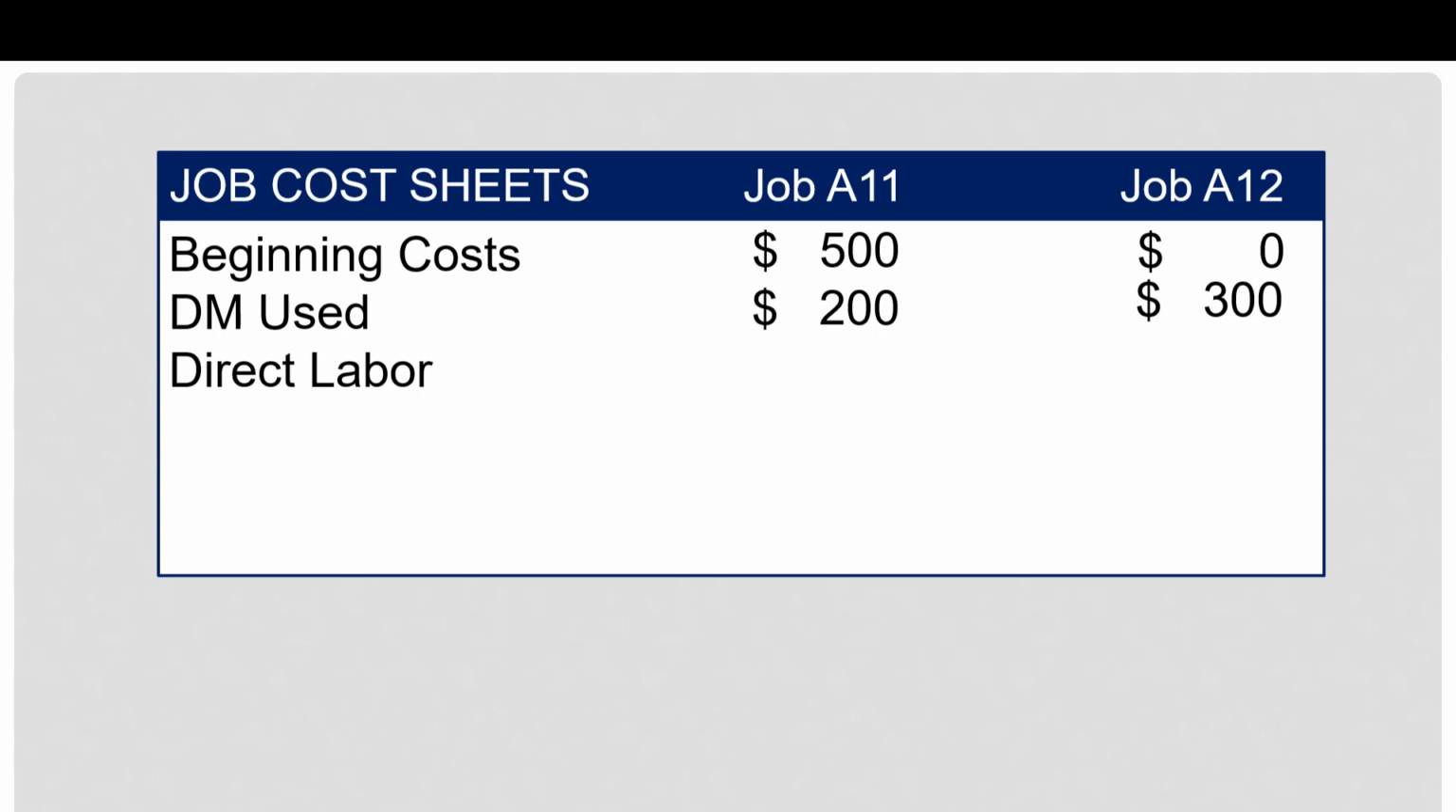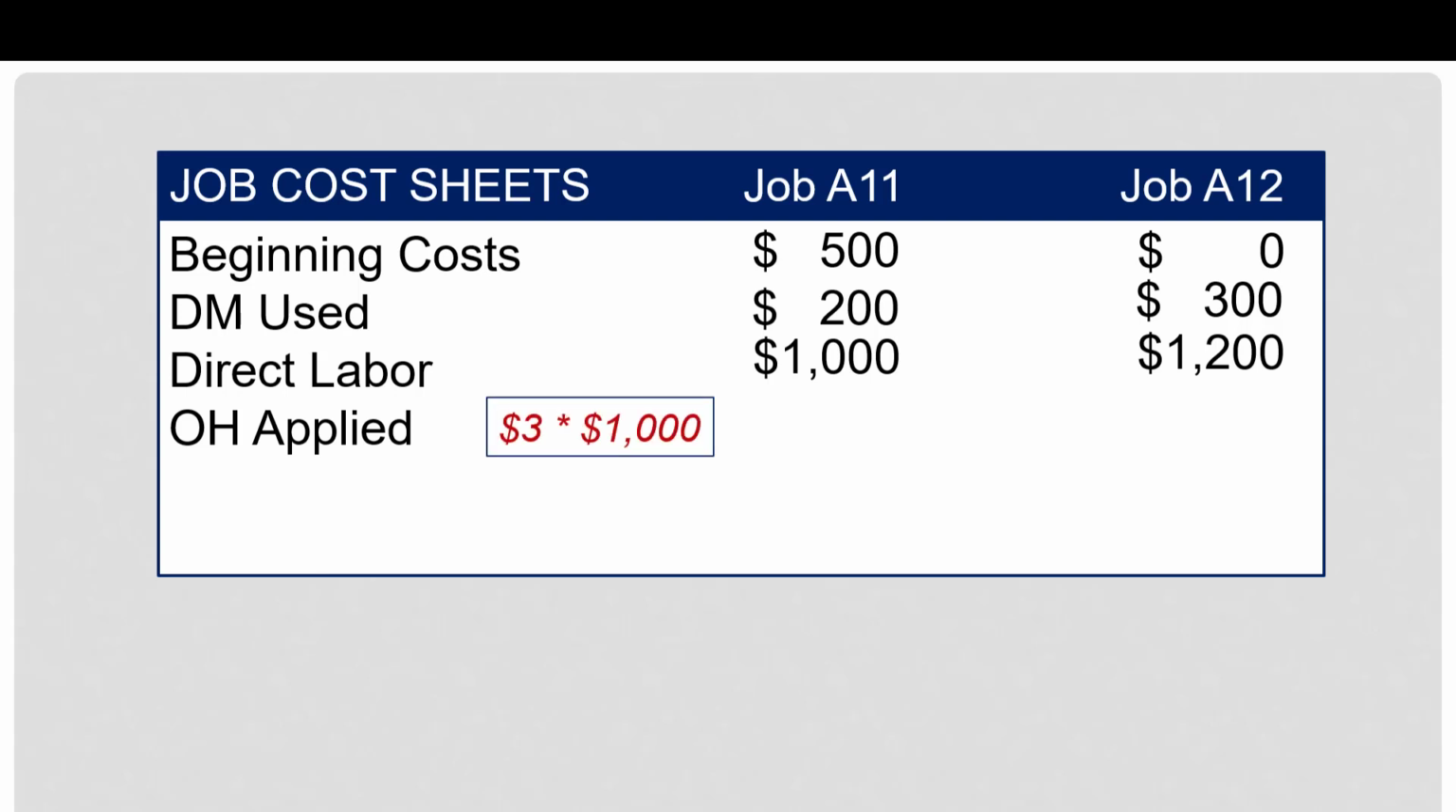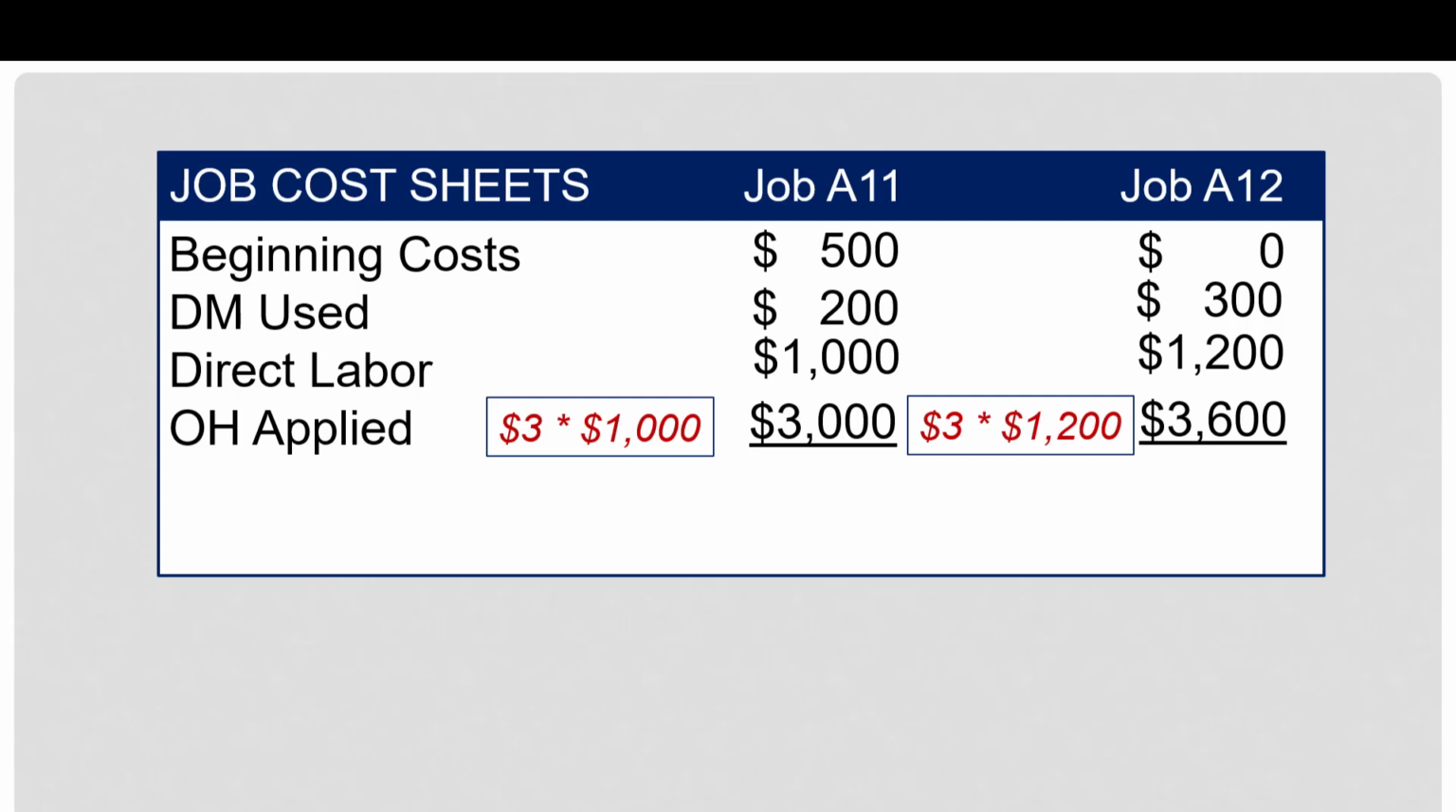On the 15th, you paid direct labor, $1,000 for Job A11, $1,200 for Job A12. And now you can apply overhead to each individual job. This is where the $6,600 of total overhead applied needs to be broken down by job. And you can do that using the predetermined rate of $3 per direct labor dollar. For Job A11, that would be 3 times $1,000 or $3,000. And for Job A12, that would be 3 times $1,200 or $3,600.